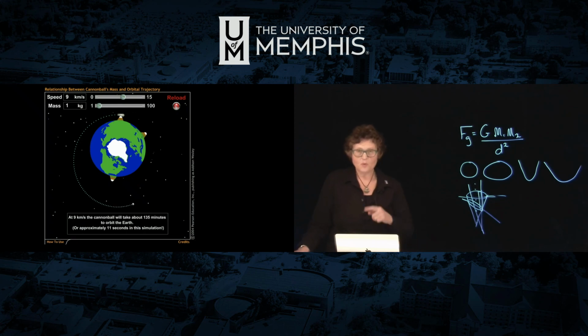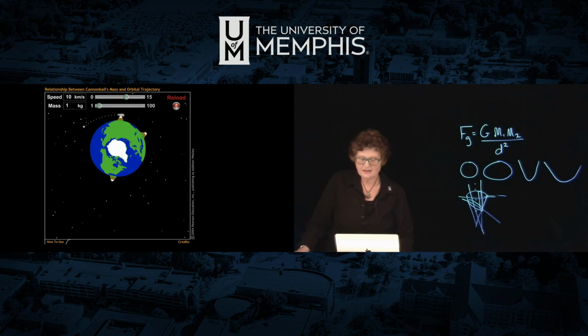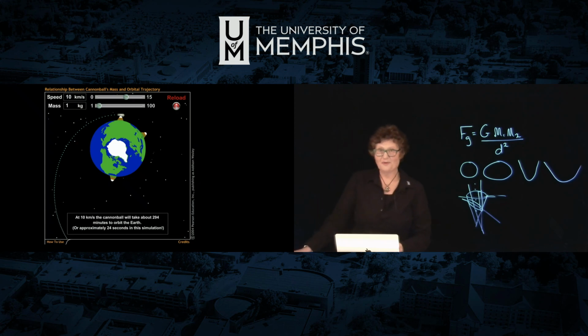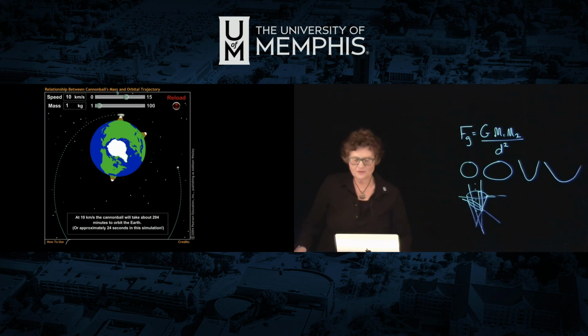It's going to take more time to go around the Earth than it did before, but it's still a bound orbit. I'm going to go to 10 kilometers per second, and it's a bigger ellipse. It's going to take longer for it to go all the way around, but it's still a bound orbit. And if I wait long enough, we'll see it come back. There it is. It's going to come back, and it's a repeating orbit.